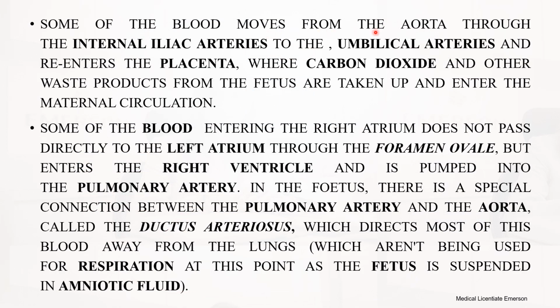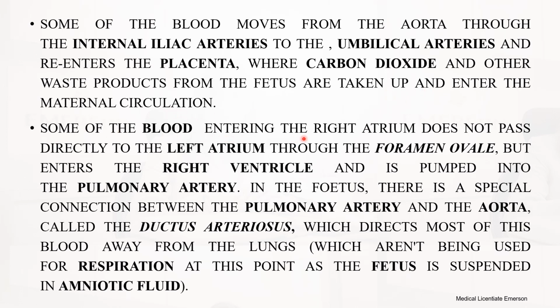Then some of the blood moves from the aorta through the internal iliac arteries to the umbilical arteries and re-enters the placenta, where carbon dioxide and other waste products from the fetus are taken up and enter the maternal circulation.